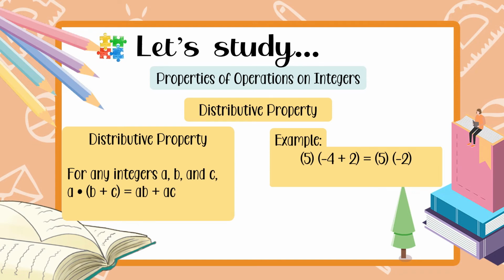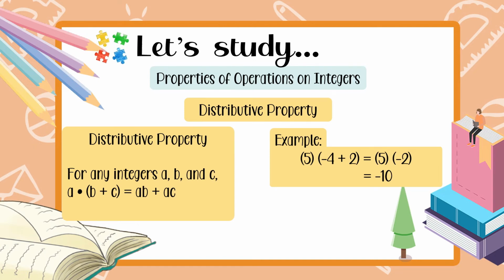We have 5 times the quantity of negative 4 plus 2. So, kapag isosolve natin siya normally, uunahin natin yung parenthesis. So, negative 4 plus 2, we have negative 2, and then copy yung 5. 5 times negative 2 is, we have negative 10.